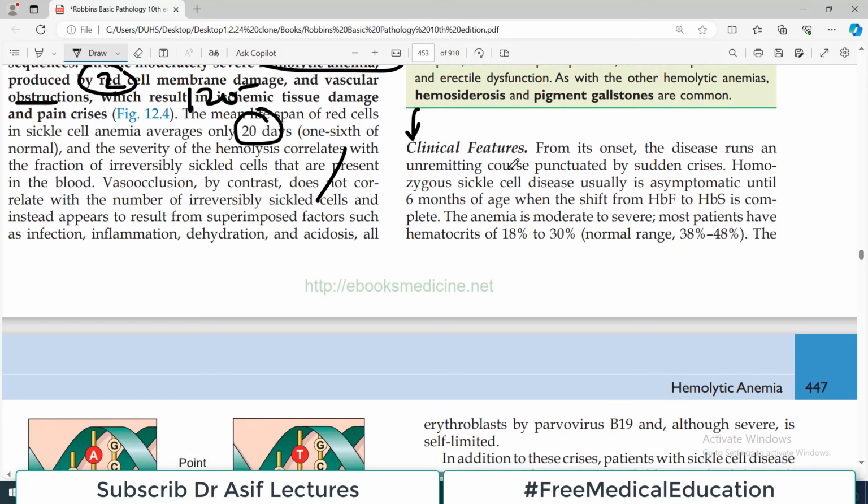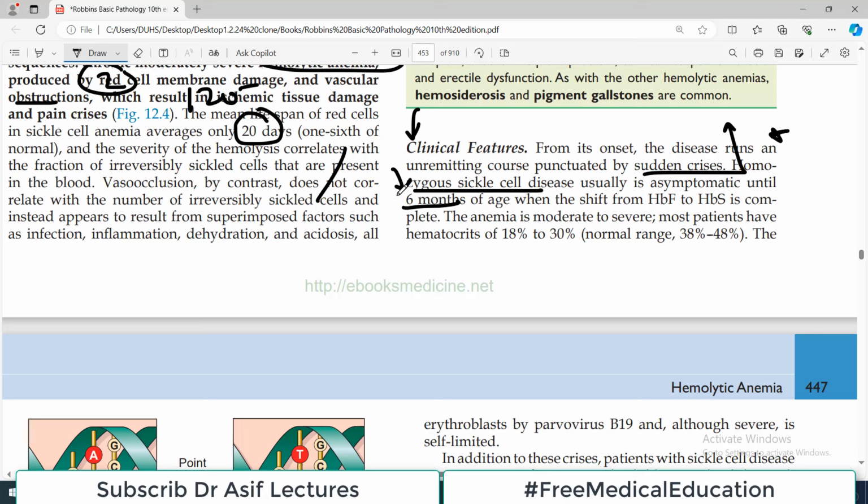Now, the clinical features: from the onset, the disease runs an unremitting course punctuated by sudden crisis. What a beautiful statement. So the patient is always in trouble, but then there are sudden crises. Suddenly the patient has a crisis. Homozygous sickle cell disease usually is asymptomatic until 6 months.